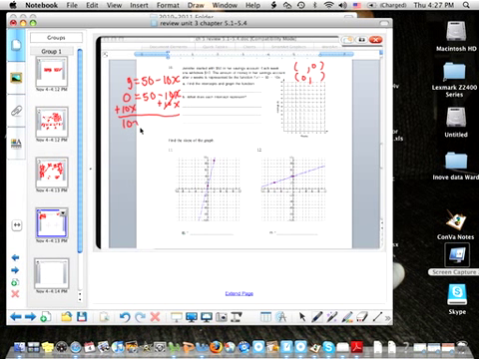So you get 10x equals 50. And then if I divide by 10, x equals 5. So your x-intercept is going to be (5, 0). Okay, let's do this process again, but this time let's put in our 0 for the x.